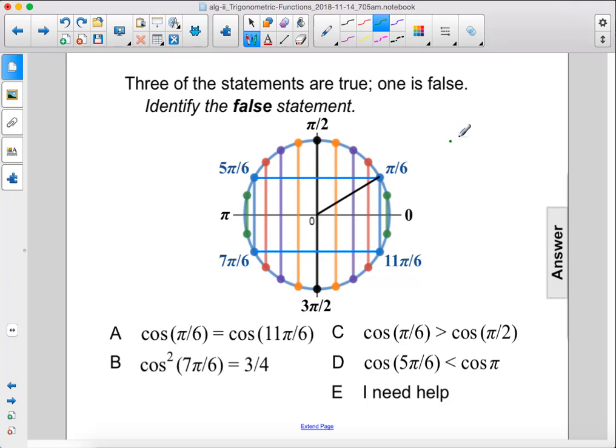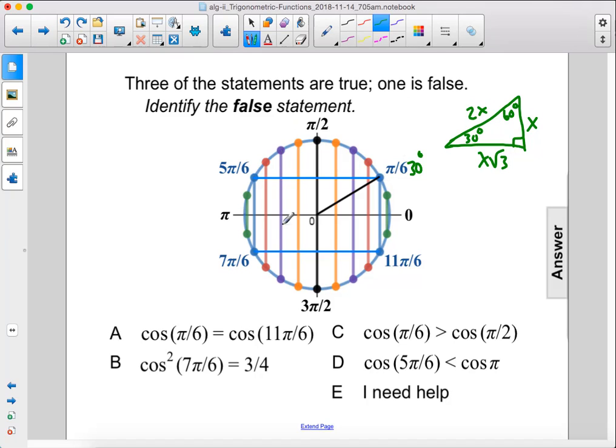The reason I know that is because of 30-60-90 triangles. Pi over 6 is 30 degrees, so we have 30 degrees, 60 degrees, and a right angle. I'm just using this triangle right here, separating it so that it's a little easier to read. This is a special right triangle with side lengths of x, 2x, and x times the square root of 3. So the sine of 30 degrees is x over 2x, which is 1/2.